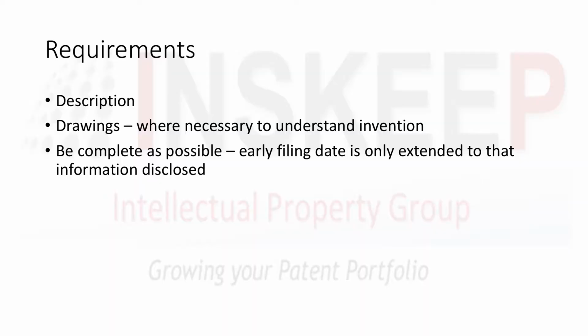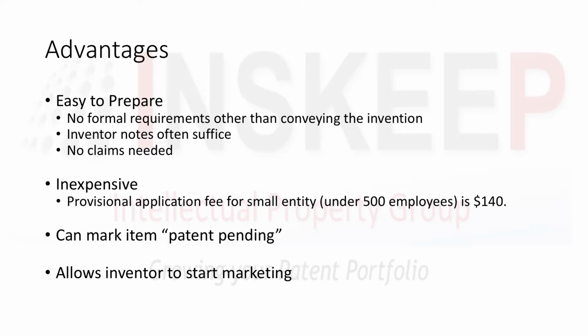The requirements of a provisional patent application are relatively simple. You just need a description and you need drawings where it's necessary to understand the invention. However, this description is really setting out what you can claim priority to, so you want to be as complete as possible. Advantages of filing a provisional patent application are, first, they're very easy to prepare.